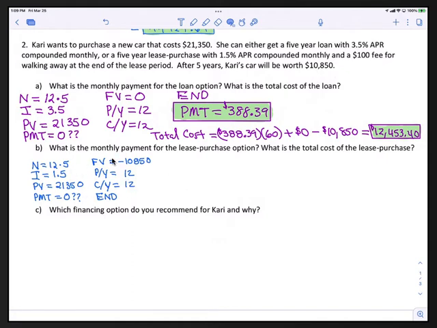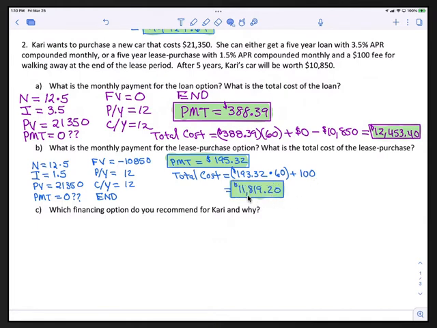All right, when you put this into the TVM solver, you're going to get your payment, and your payment's going to be $195.32. Now let's calculate the total cost of the lease purchase. The total cost is going to be your monthly payment times 60, because you're paying it 60 times, plus you're paying a $100 fee to walk away from the lease agreement. So 193.32 times 60 plus 100, and you get your total cost, which is $11,819.20.